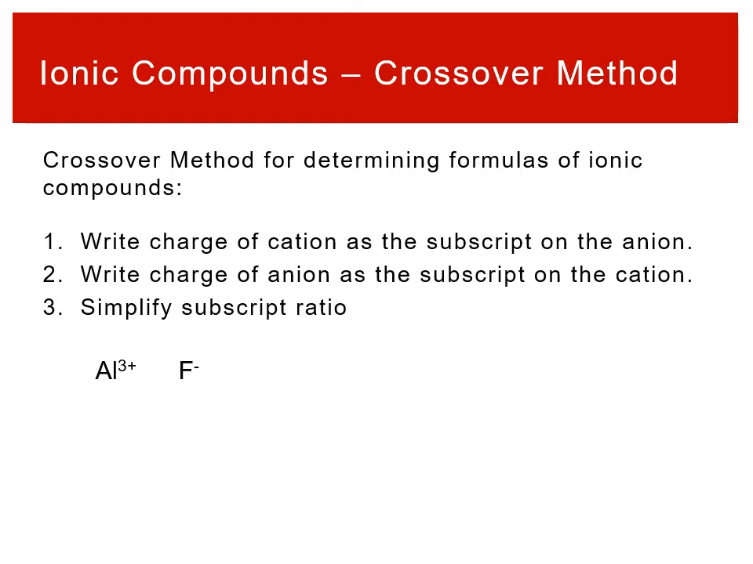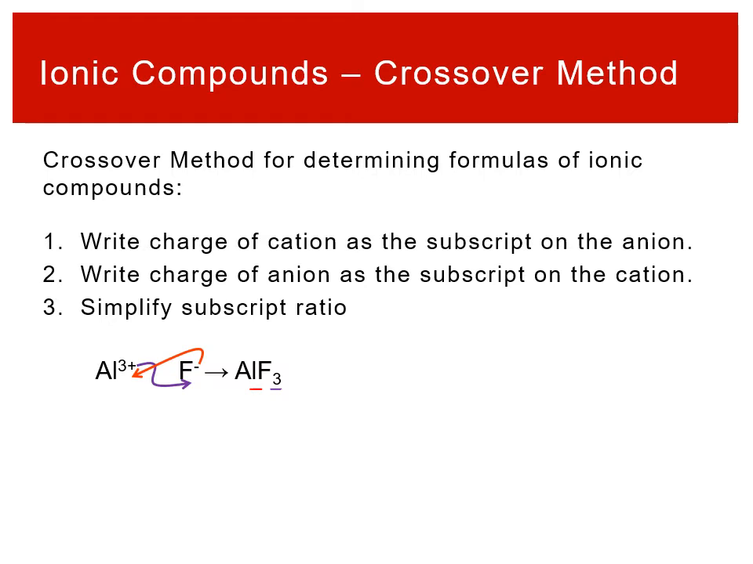We'll look at that aluminum and fluoride. And so we can see that aluminum has a plus 3 charge, fluoride has a minus 1 charge. So what I do is I take the charges and I move them to the other atom as subscripts. The 3 was on the aluminum, that becomes a subscript on the fluorine. The 1 was on the fluorine, that becomes a subscript on the aluminum. Now we don't write the 1, but it's there as a subscript.